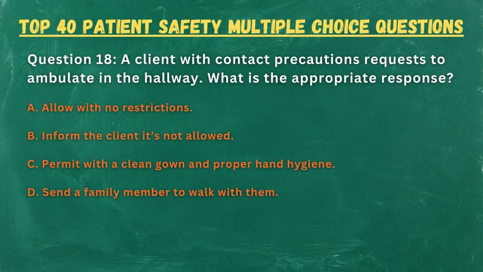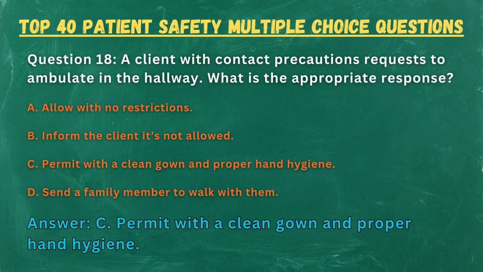Question 18. A client with contact precautions requests to ambulate in the hallway. What is the appropriate response? A. Allow with no restrictions. B. Inform the client it's not allowed. C. Permit with a clean gown and proper hand hygiene. D. Send a family member to walk with them. Answer: C. Permit with a clean gown and proper hand hygiene.